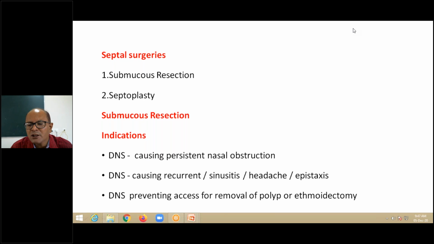Whereas in SMR you are not bothered. That is why septoplasty is not an easy surgery to do. It's a really difficult one, where you remove a very small piece of cartilage and try to preserve the maximum. That is why revision septoplasty is much easier than a revision SMR.